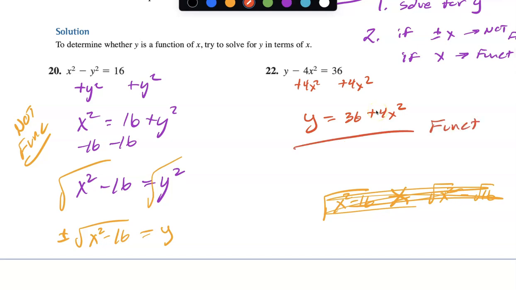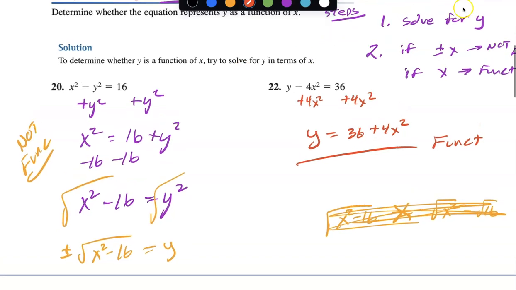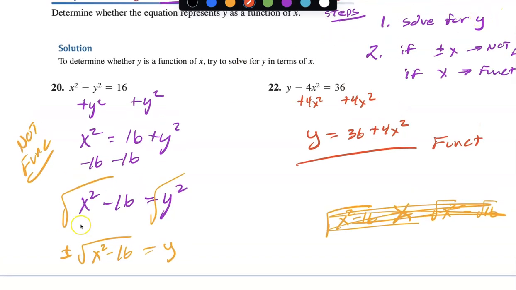So that's how you tell. If I give you an equation and say, hey, is this y as a function of x? All you have to do is solve for y. If you get a plus and minus, that means you have 2 x's for every y, not a function. If you don't get a plus and minus, you're golden. It's a function.